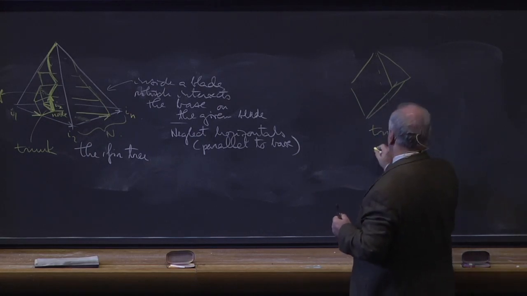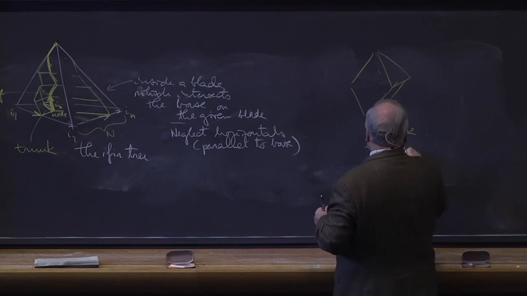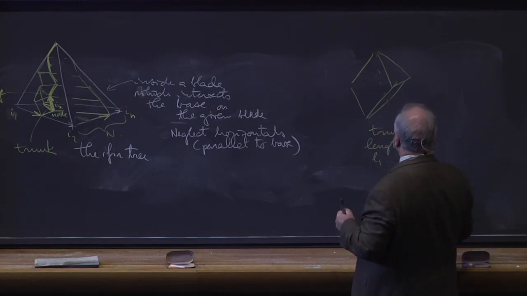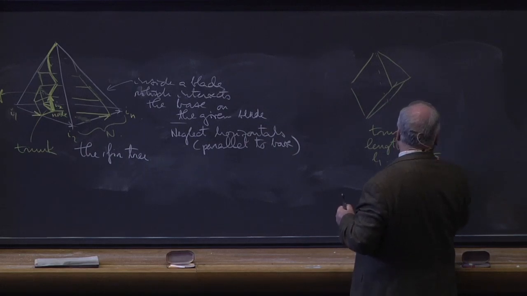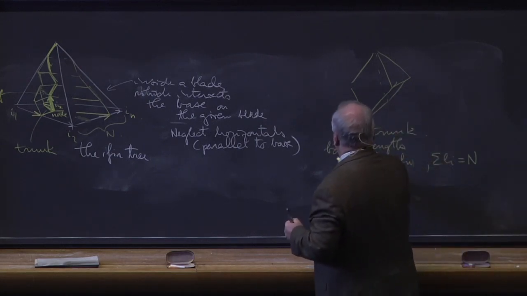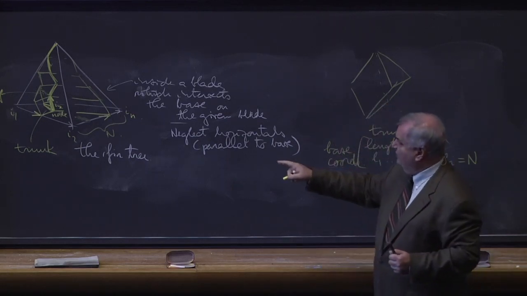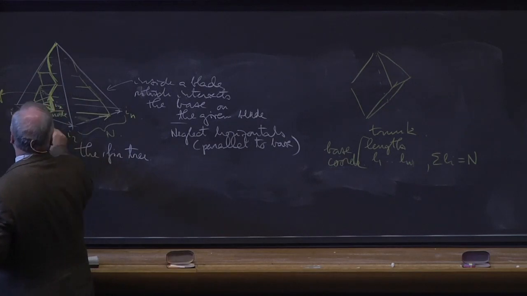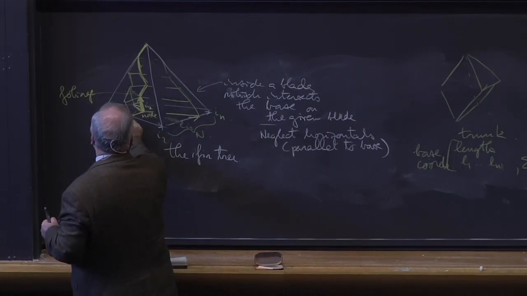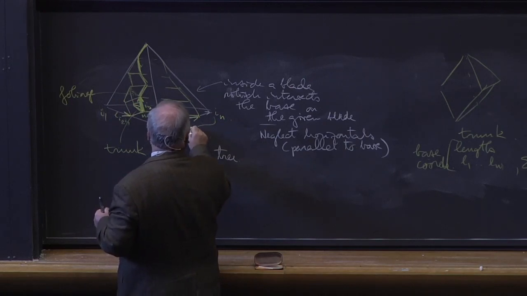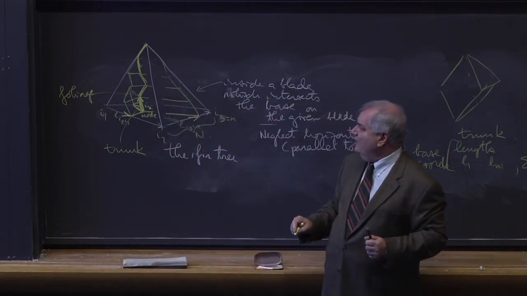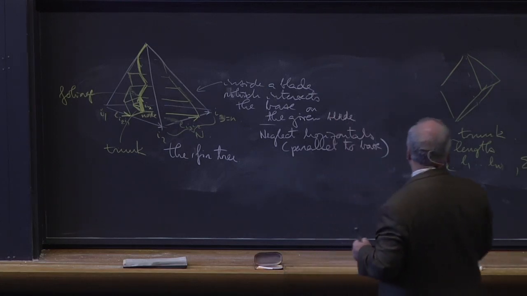If the lengths are L1, L2, ..., LN, let's say, with the sum of the Li equal to capital N, this is for the base coordinates. The base coordinates are these lengths, Li1, Li2, Li3, and so forth. So the sum of these lengths is 1.